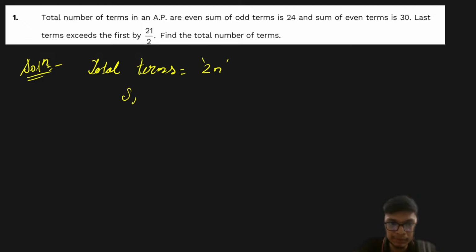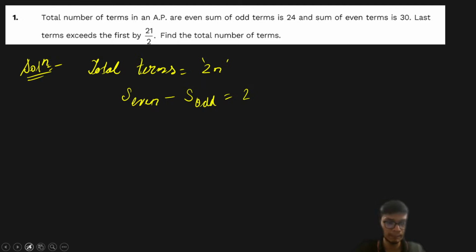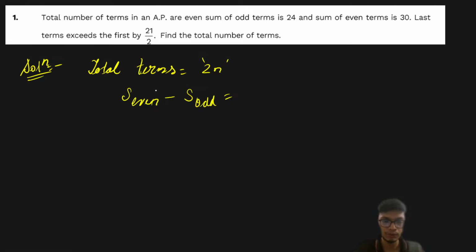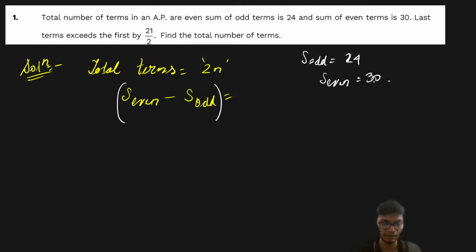Now the language is quite complicated. Actually it is meant to say that the sum of the even terms differs from the sum of the odd terms by a value which can be simply found. It is said that the sum of the odd terms is given as 24 and the sum of the even terms is given as 30, right? So first and foremost let us write it over here. The sum of the odd terms is 24 and the sum of the even terms is 30. That's the given information, right?